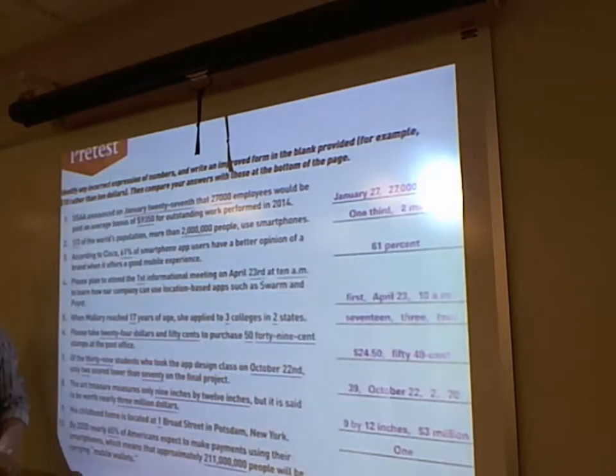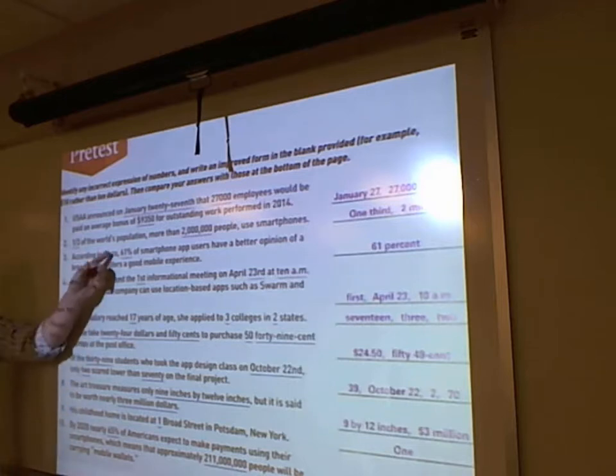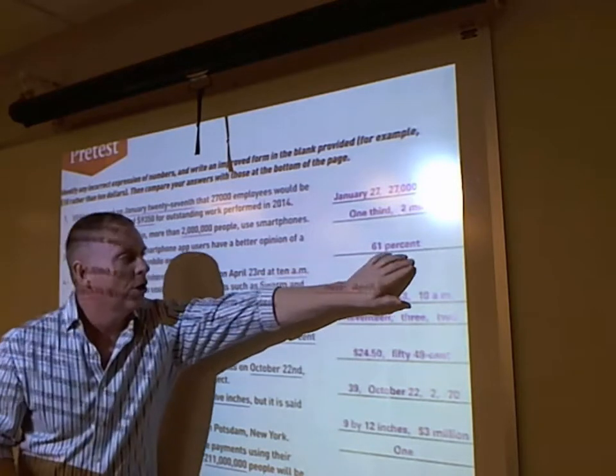Then number 3: according to Cisco, 61% of smartphone app users have a better opinion of a brand when it offers a good mobile experience. In business documentation, you should never use the percent sign with amounts. You should always have a figure, whether it's 1% or 1,000%, that appears before the word percent. So 61, space, and then the word percent.